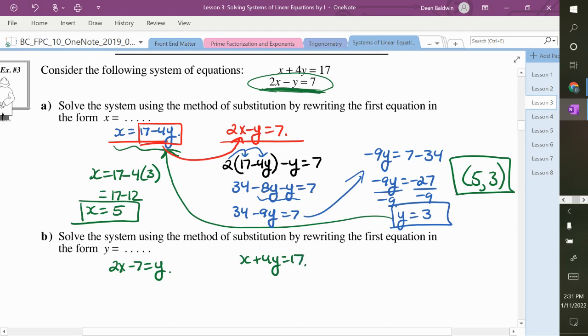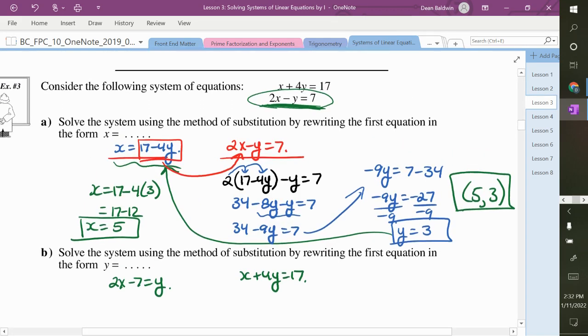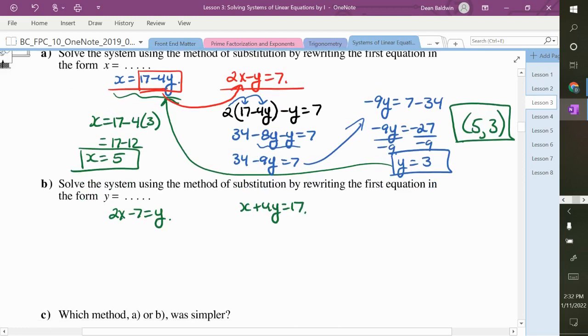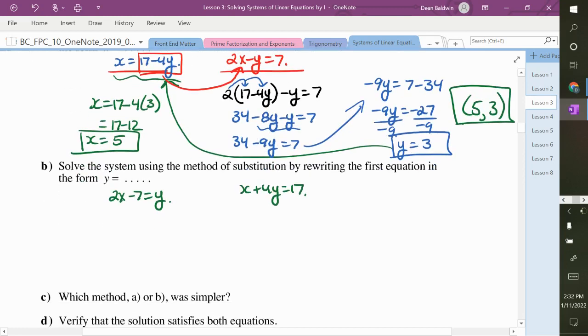What do I do with that? I have my other equation, which is x plus 4y equals 17, this thing. So where do I substitute this? Once you've solved for something, you need to substitute it. Where am I going to put that? Where the y is in that equation, exactly, right there. So then you get x plus 4, and instead of writing y, you write 2x minus 7.